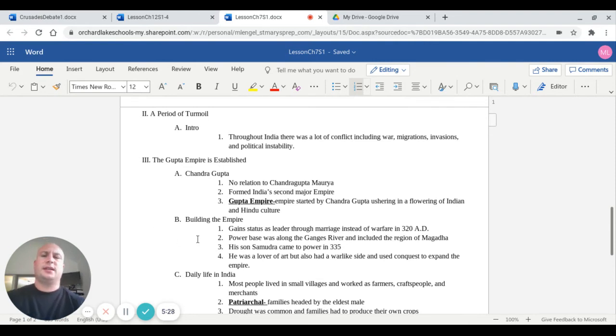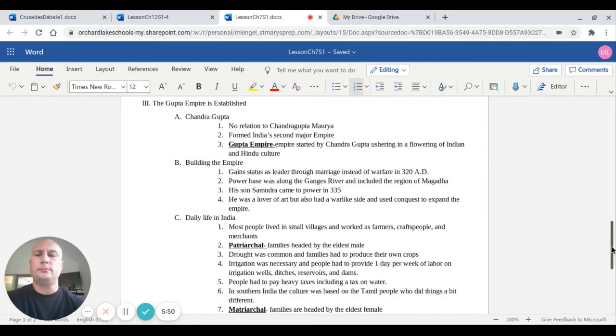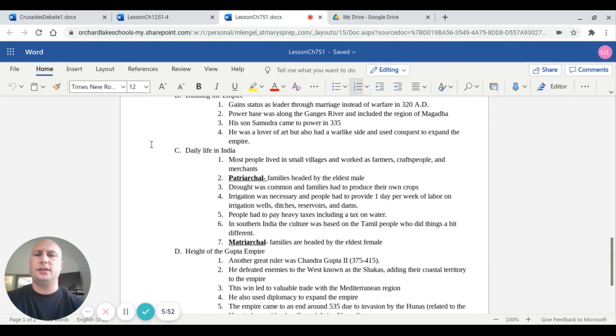Talk about building of this empire. Chandragupta gained status as leader through marriage instead of warfare, so totally different there. That happened in the year 320 AD. His power base was along the Ganges River and included the region of Magadha. His son Samudra came to power in 335. He was a lover of art, but he also did have a warlike side and actually used conquest to expand the empire.